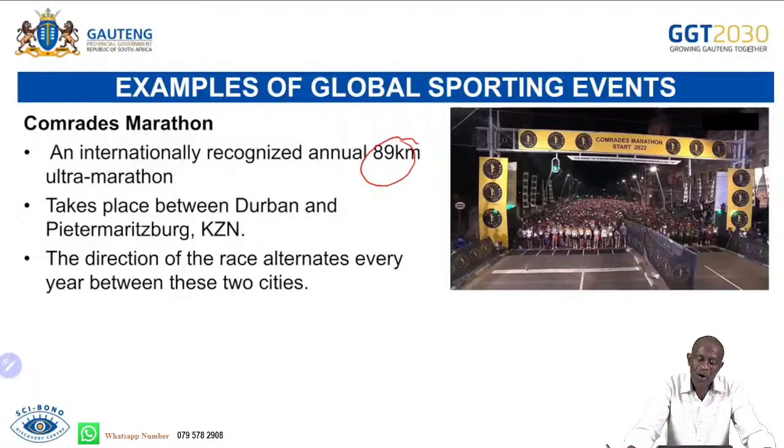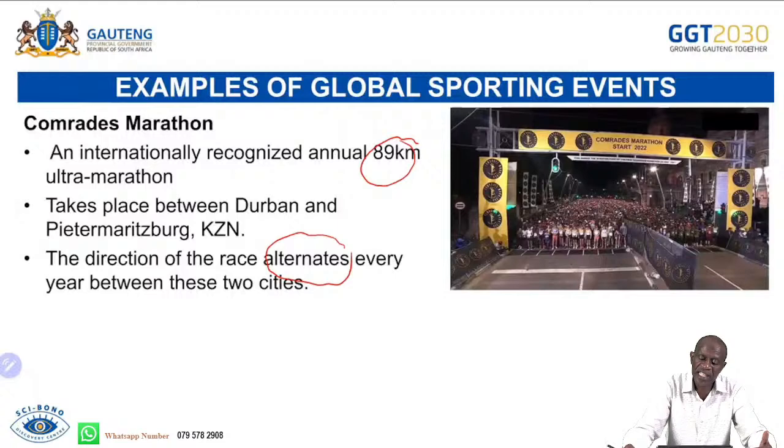The direction of the race alternates every year between these two cities. So if this year the race started from Durban, or had Durban as the point of departure and ends in Pietermaritzburg, the following year the event will start from Pietermaritzburg and end in Durban. That is the alternating aspect that is being referred to here. So of importance to note is that it stretches over 89 kilometers between Durban and Pietermaritzburg, and the province is KwaZulu-Natal. And you need to indicate that it is an annual event. It takes place every year.